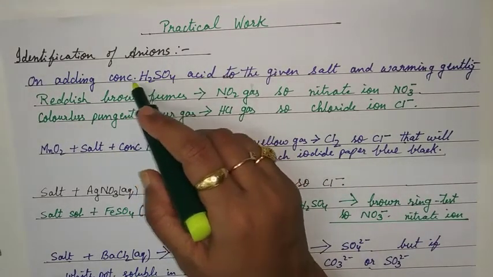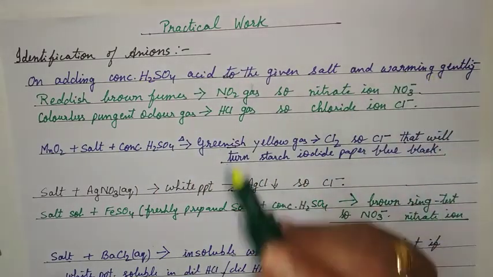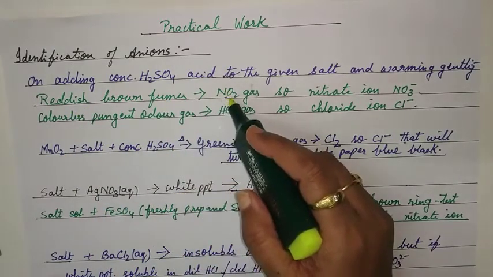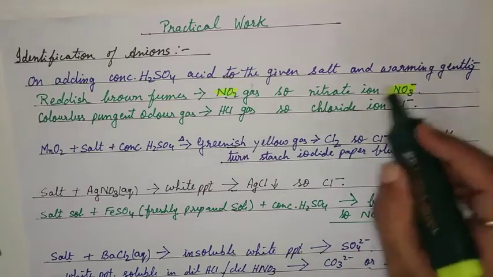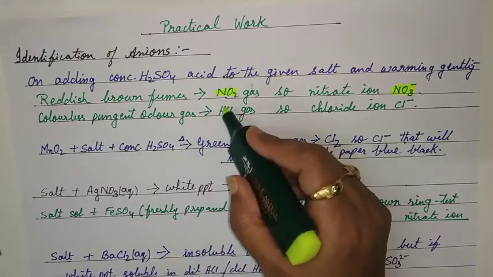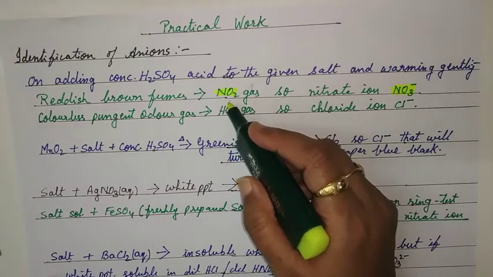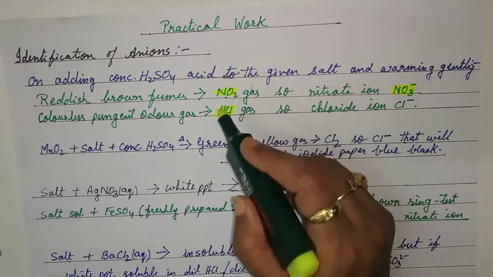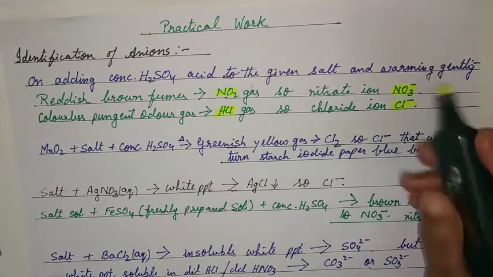Now after adding conc H2SO4 to the given salt and warming it gently, if you get a reddish brown fume, we know that it is nitrogen dioxide, and so the anion will be a nitrate. If we get a colorless pungent odor HCl, that is we dip a glass rod in ammonia solution and bring it to the gas and it gives a dense white fume, we know it is HCl gas. All that confirmatory test we do, we know the anion is a chloride.